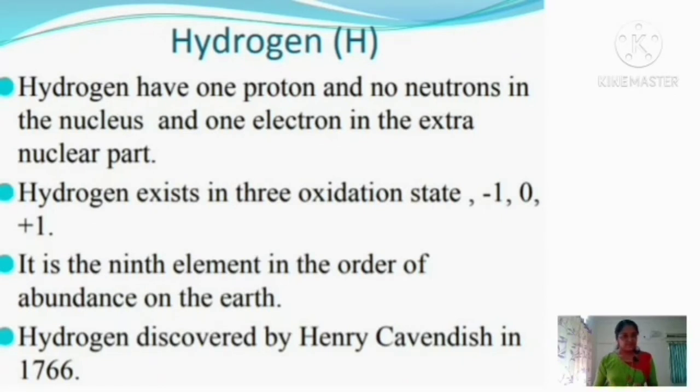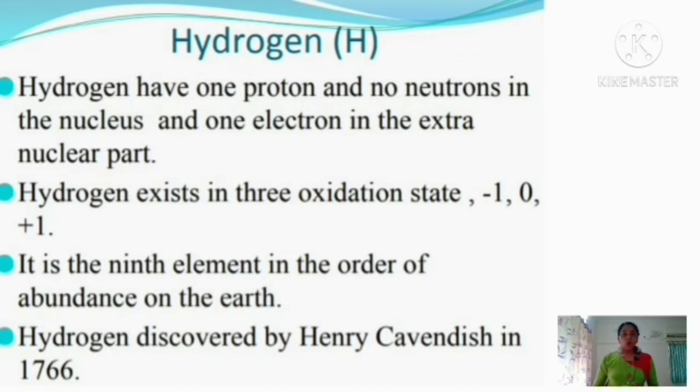Hydrogen is the first element in the periodic table. It has the symbol H, with atomic number 1 and mass number 1. That means it has a simple atomic structure with one proton in the nucleus and one electron in the extranuclear part. When hydrogen combines with other elements to form a compound, it can form covalent bonds as well as ionic bonds. That means it can form compounds by sharing of electrons or by losing or gaining of electrons.